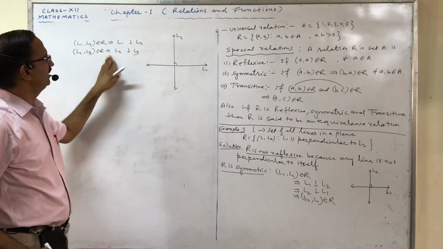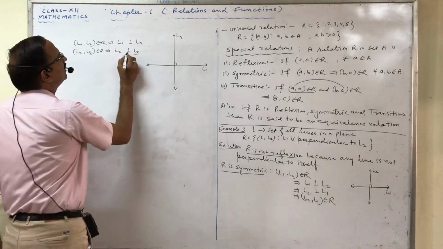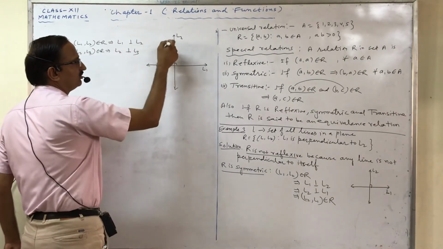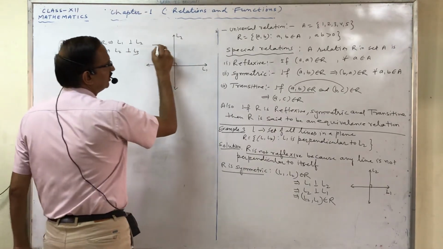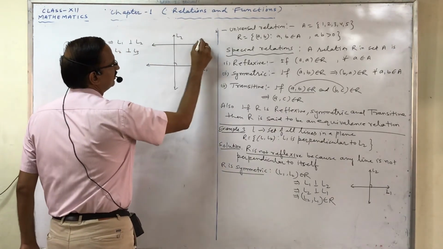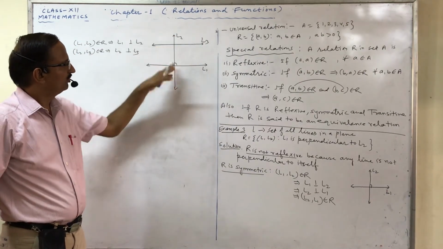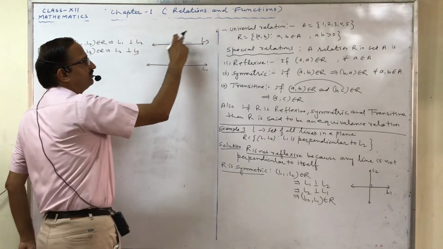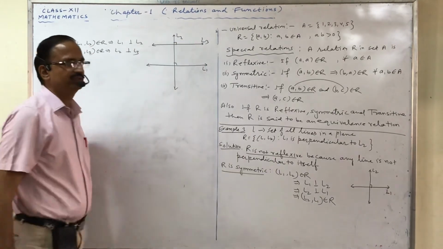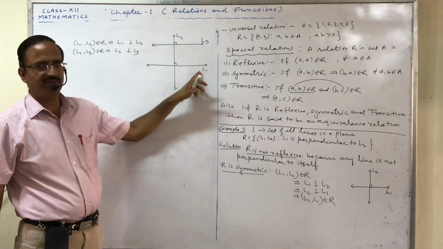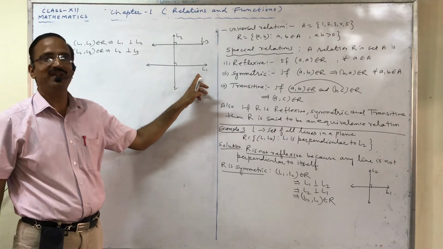Now the second condition is L2 is perpendicular to L3. This is L2. So L3 is perpendicular to L2. Suppose this is L3. L1 is perpendicular to L2. Okay. Now L2 is perpendicular to L3. This is the second condition. Now look at L1 and L3. Whether they are perpendicular? No, they are parallel.